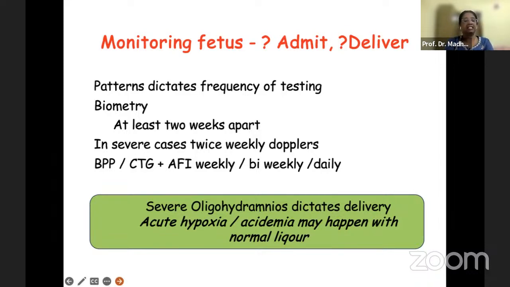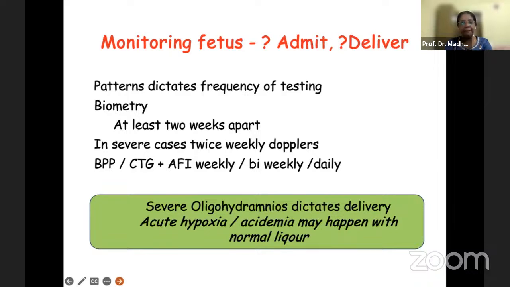But in compromised babies, this monitoring should be closer. We do it even sometimes twice weekly. We combine them with the CTG also. Severe oligohydramnios, as we know, indicates delivery. And one thing you must remember is acute hypoxia or acidemia may happen with normal Doppler.